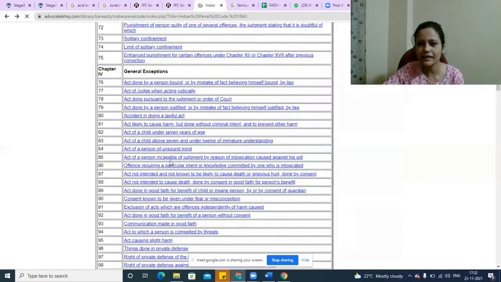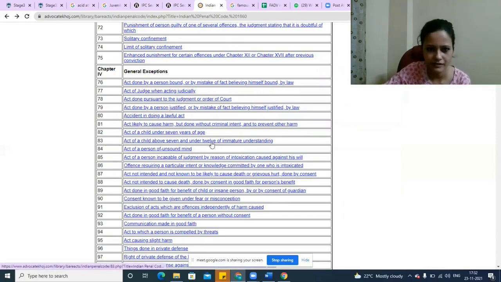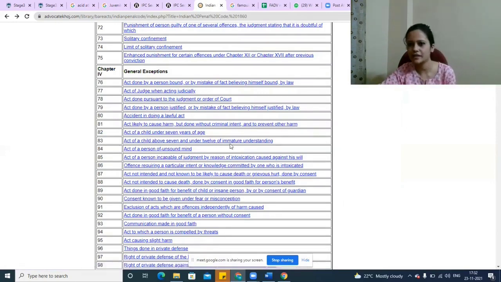Similarly, there are other provisions, like what will happen if a child between 7 to 14, where is it? Yeah, 7 to 12 years commits a crime. What will happen if a child between 12 to 18 years commits a crime? Like that, we have all the provisions in law.